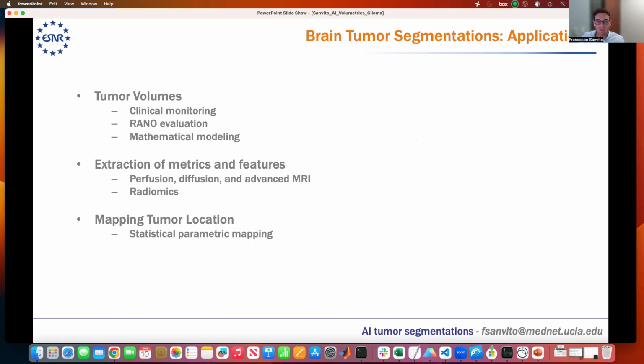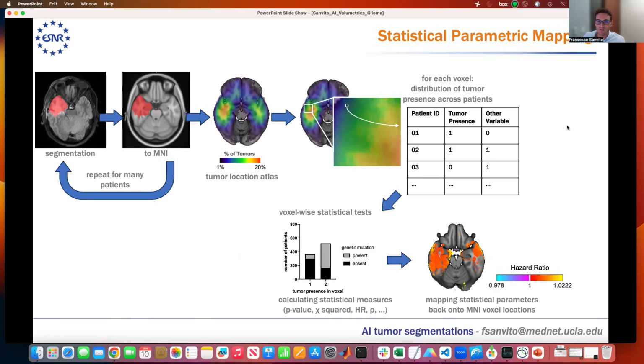And as a final application, I want to mention statistical parametric mapping, which is also an application of segmentations. The idea is that when we obtain segmentations, we can map the segmentations onto a common space and repeat this for every patient. So we have all the patient segmentations stacked in the same common space. And what's interesting is that at this point, all the tumors are aligned in the same common space. So for each voxel, we know patient 1 has tumor in that voxel, yes or no. Patient 2, yes or no. Patient 3, and so on.